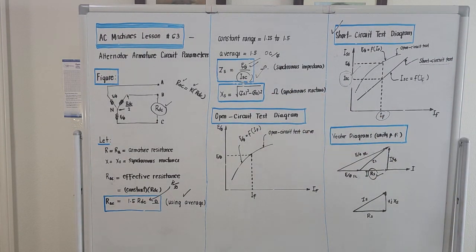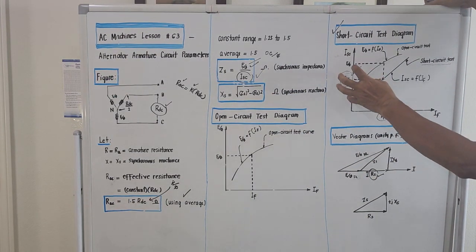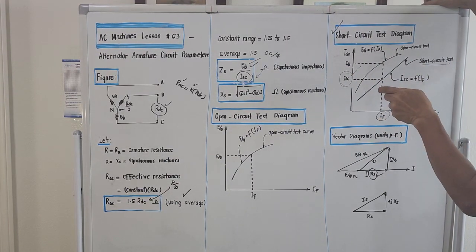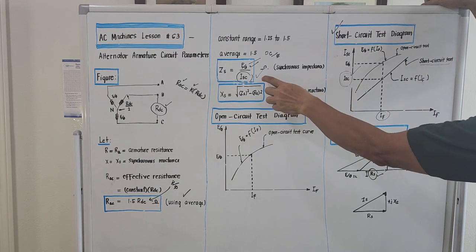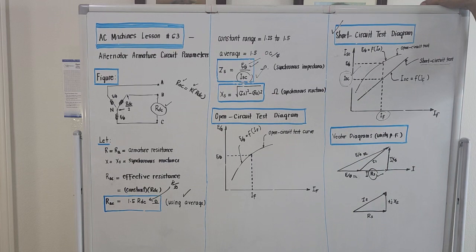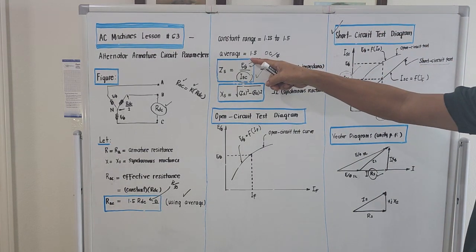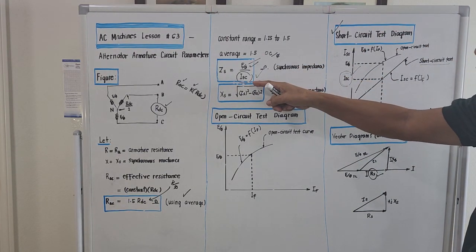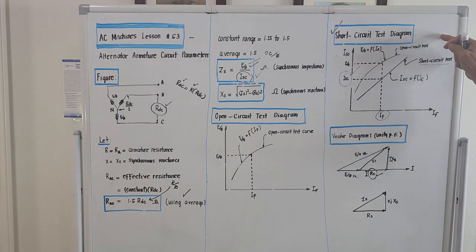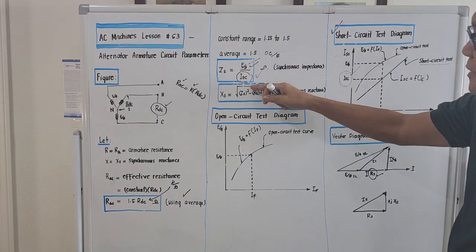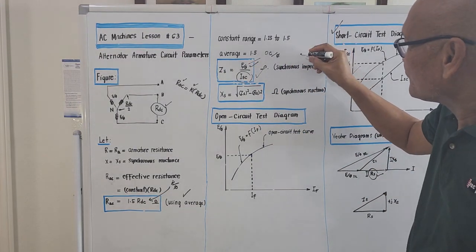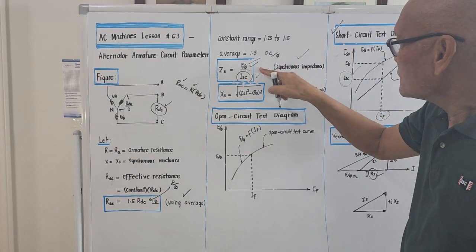So whatever short circuit current comes from the short circuit test line will be used in the computation of the synchronous impedance. The ratio of the open circuit voltage per phase over the short circuit current from the short circuit test diagram is the so-called synchronous impedance, and the unit of this is ohms.